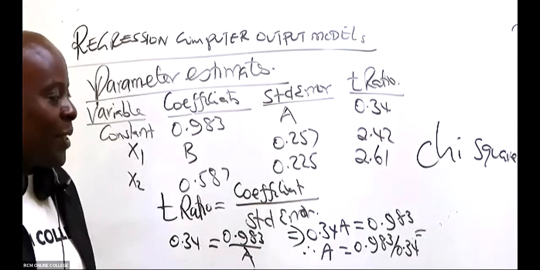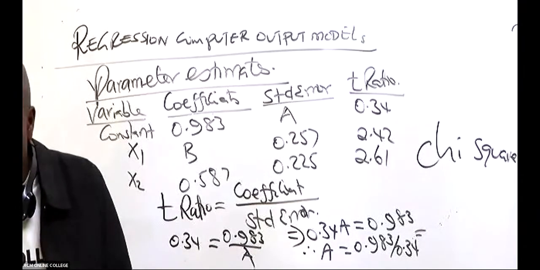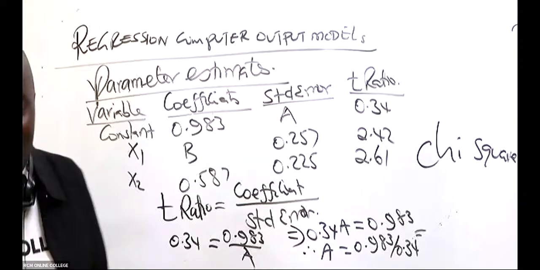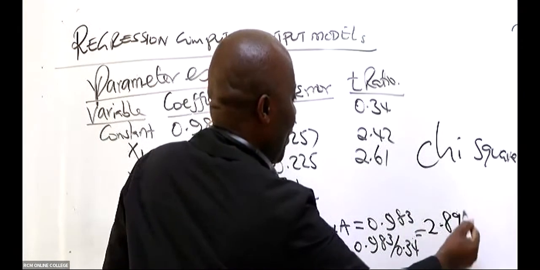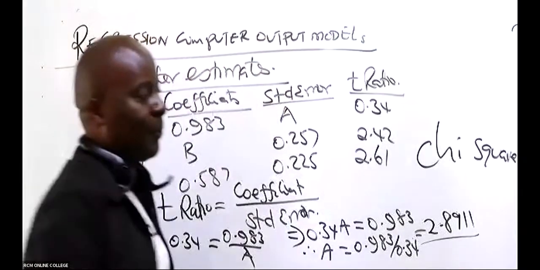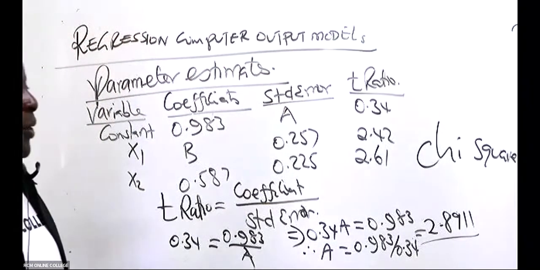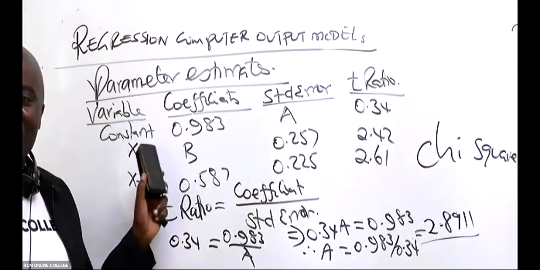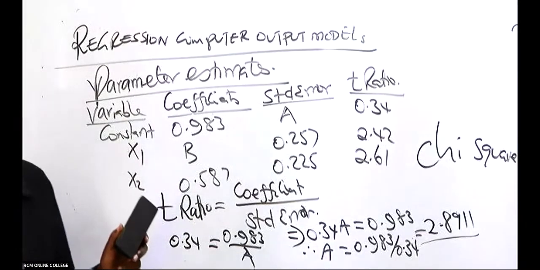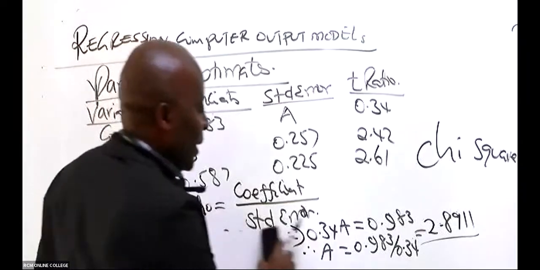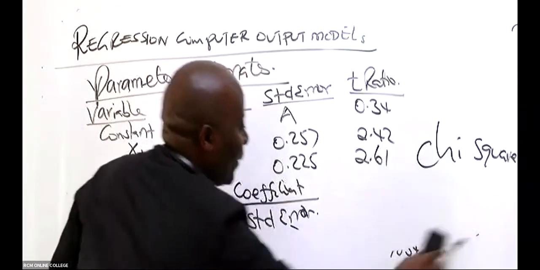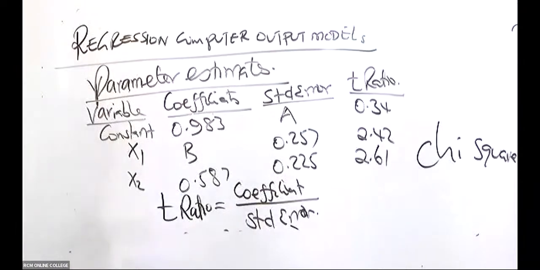So what is the value of A, ladies and gentlemen, here? 2.8911 from Rosa. 2.8911. Thank you so much. So then using the same criteria, are you able to give me now the value of B? Are we able to get the value of B? Let's see.